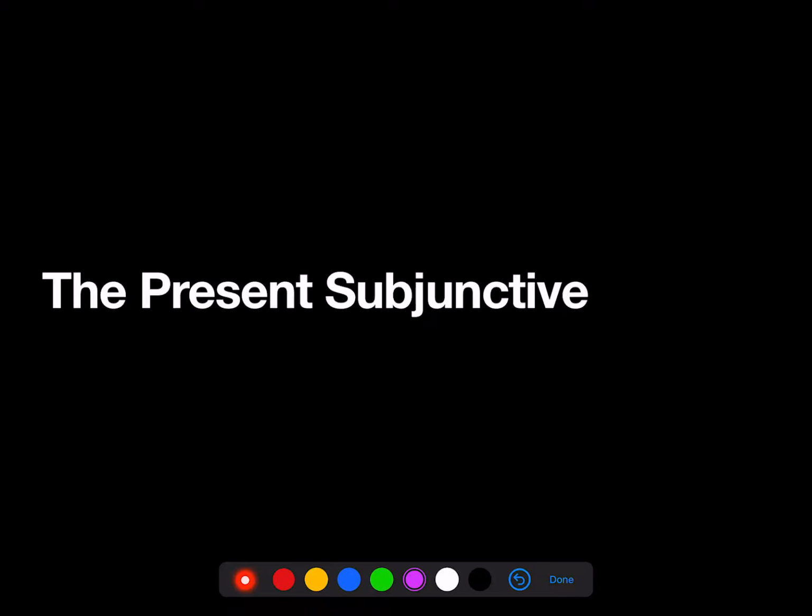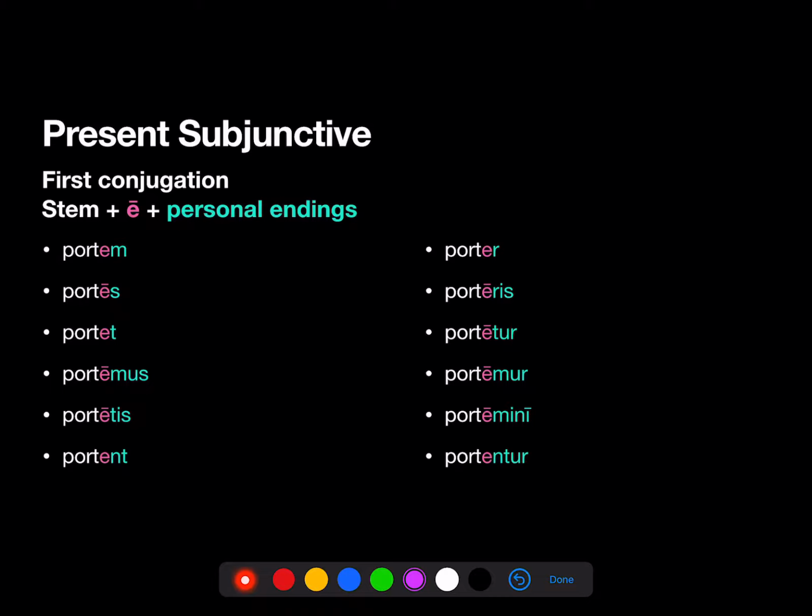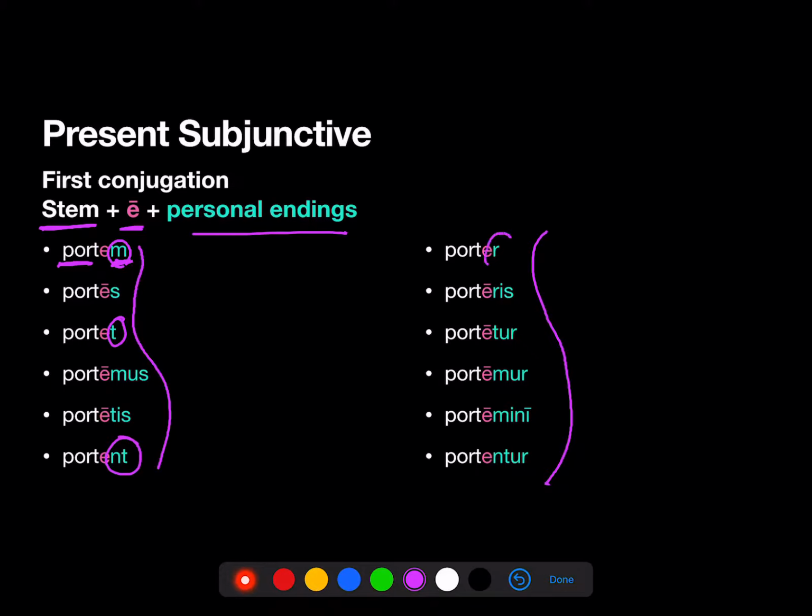Now, we're going to take a look at the present subjunctive. The present subjunctive of the first conjugation, we're going to take the stem, port, and we're going to add a long E and the personal endings. The personal endings here are M, S, T, mus, tis, nt, and then R, ris, tur, mur, mini, ntur. So it's that same M that we saw in the imperfect. Notice that the long E, as you'd expect, gets shortened before M, T, and NT in the active, before R and NTUR in the passive.